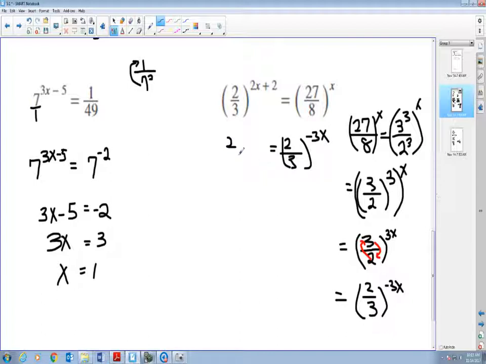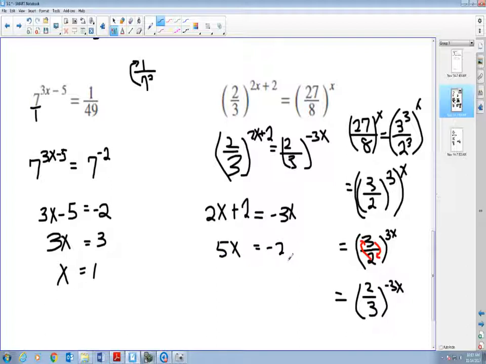Alright, the other side is 2/3 whole thing to the 2x plus 2 power. So when the bases are the same and the bases are equal, we're going to set the exponents equal to each other. I'm going to move my negative 3x over, that gives 5x equals negative 2. Excuse me, move the positive 2 back. So my x equals negative 2/5.